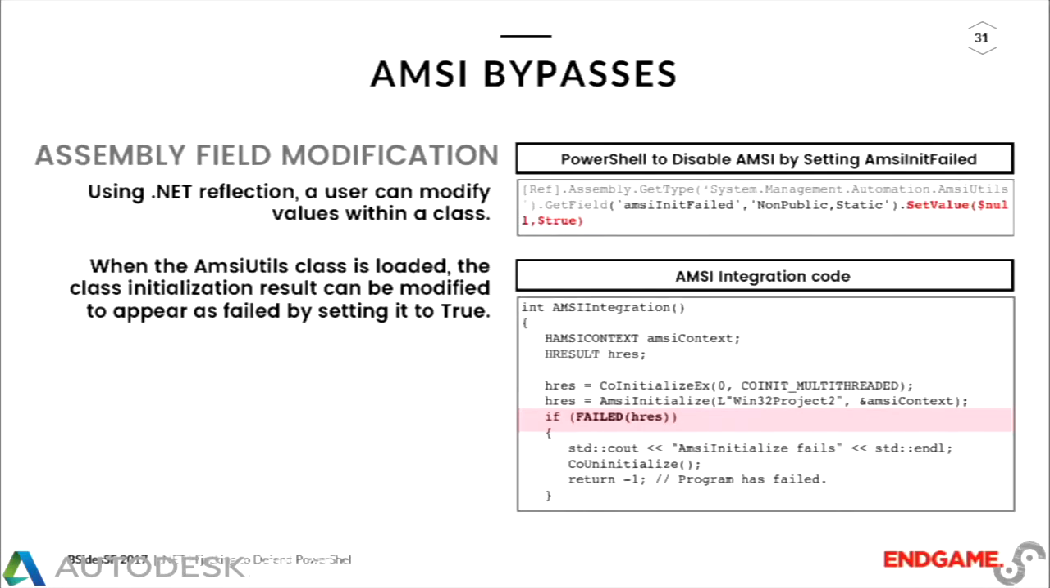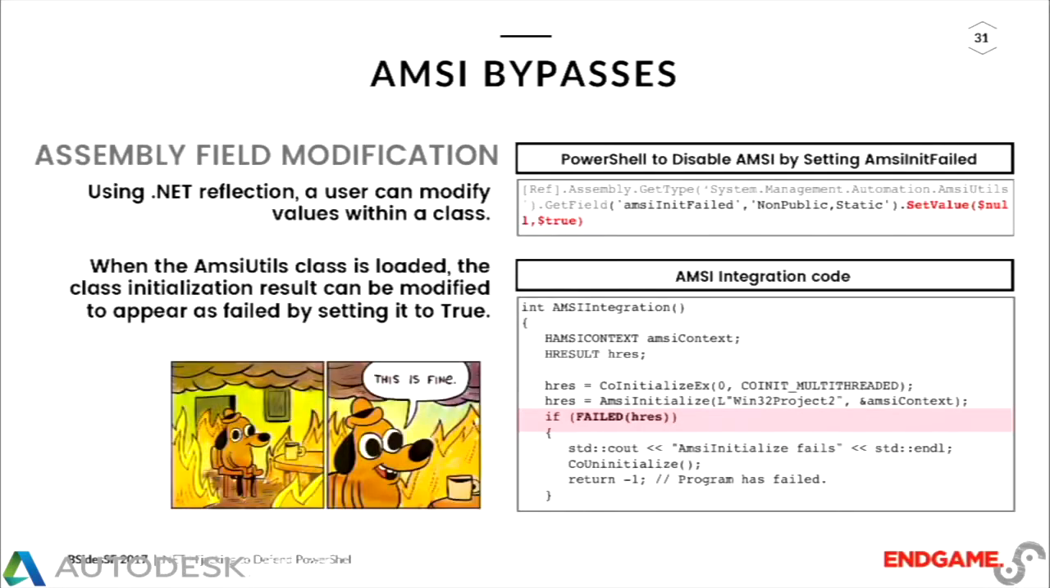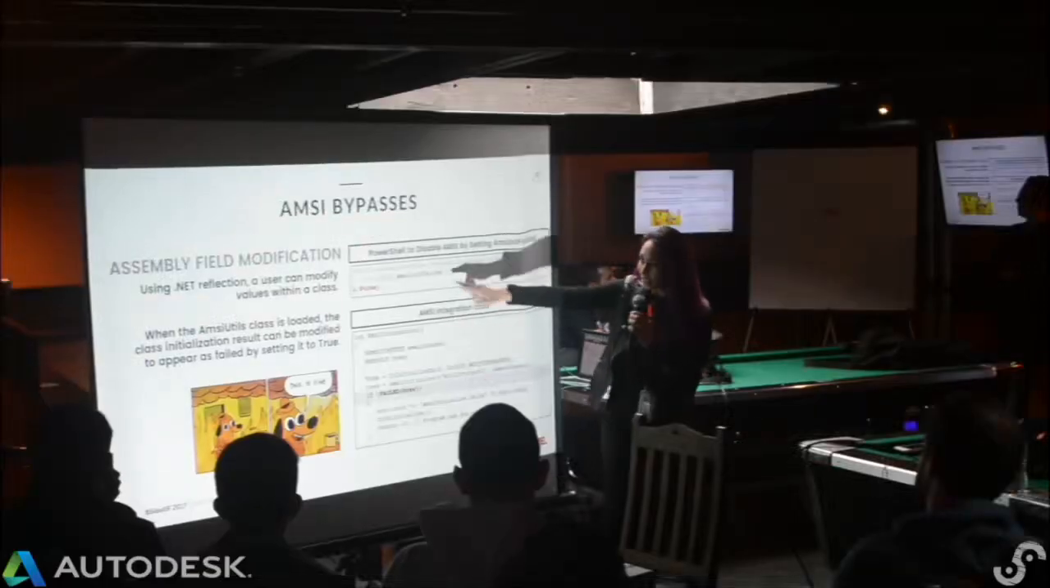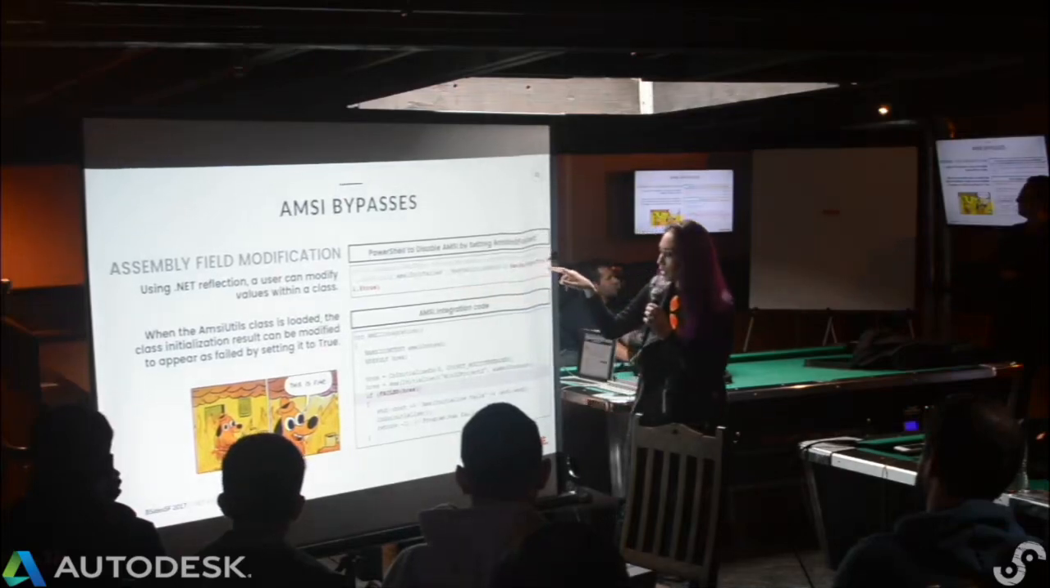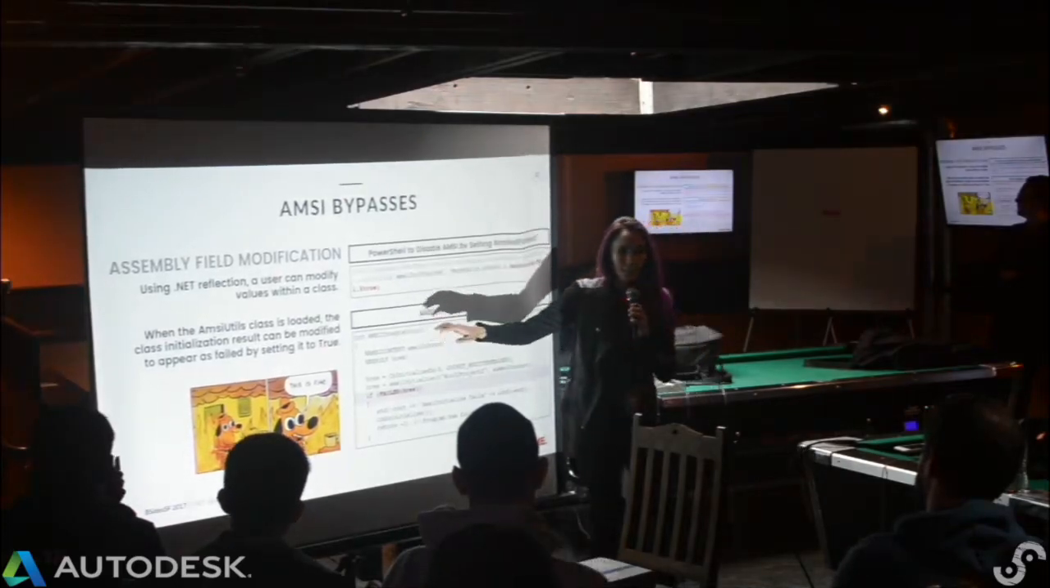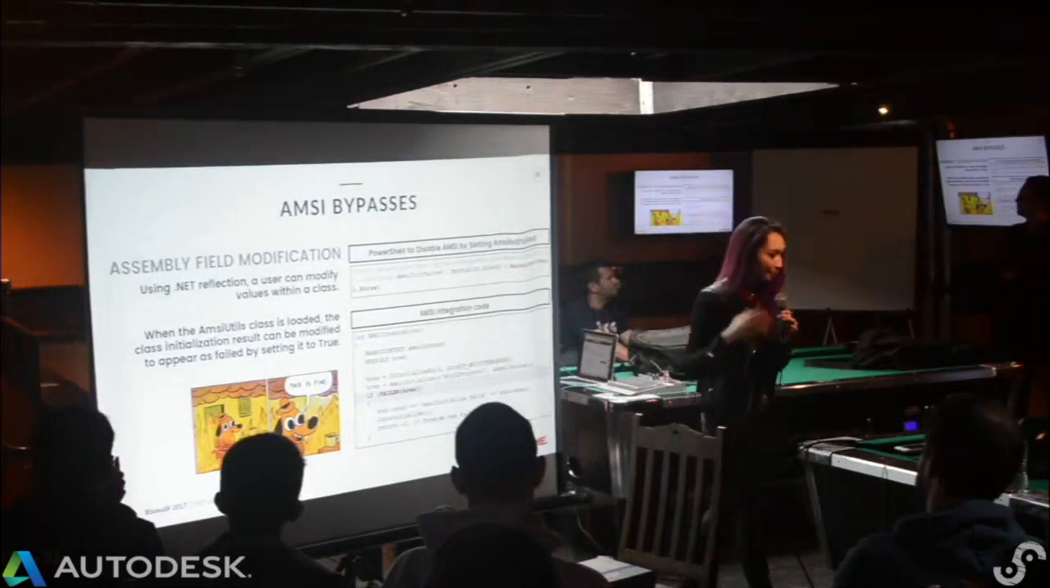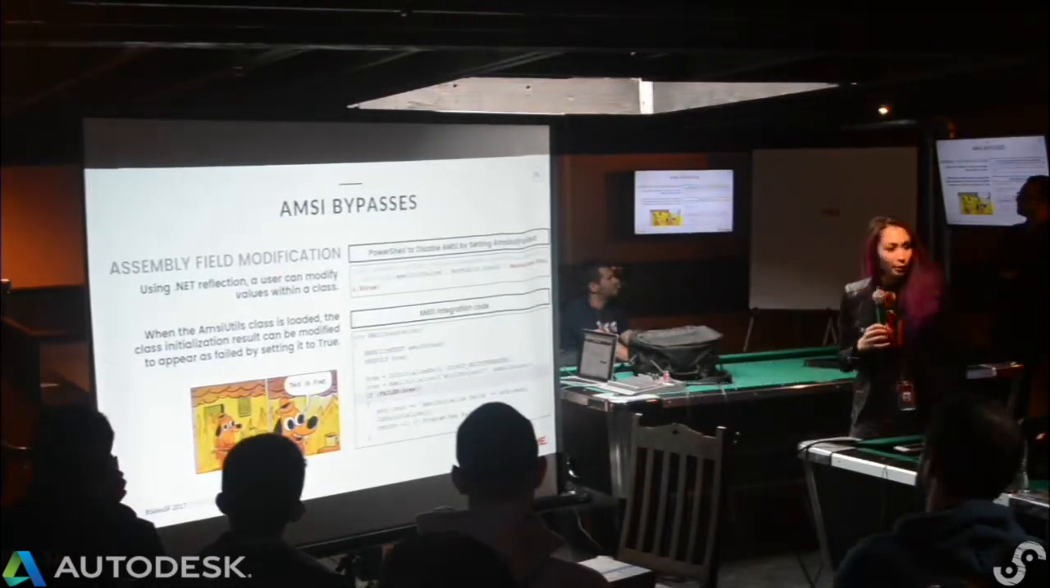All right, and this one's tricky. This one was from Matt Graeber. Using reflection, you can go and change the values of things that have already been triggered. So in this case, when AMSI loads, and this is actual code from AMSI, I pulled it out for you guys, when it initializes, it checks to see if it failed right here. So what he's doing is changing that value to true so that it won't even load. So you can do that in real time and unload AMSI.